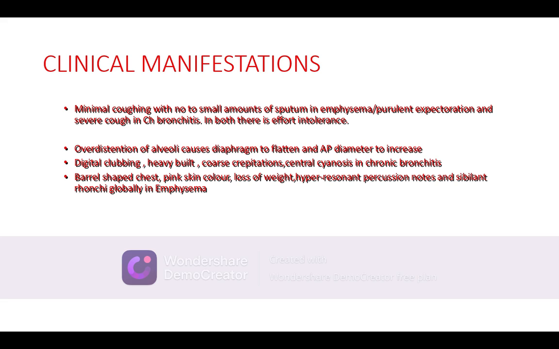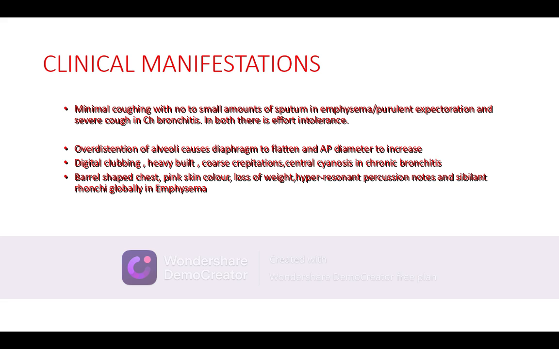increase in both conditions. There will be digital clubbing, and in chronic bronchitis a heavy build, coarse crepitations, and central cyanosis, because the BMR will increase in these patients. So they will eat much and much, and there will be obesity associated with it. But in emphysema, there will be a barrel-shaped chest. They have a pink color and are called pink puffers, while in chronic bronchitis they are called blue bloaters, because cyanotic tinge is there.